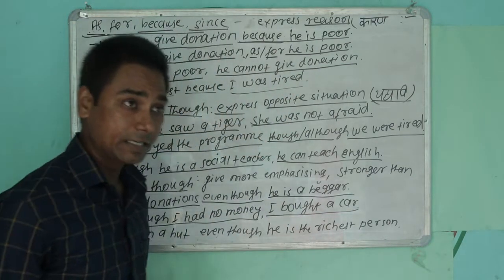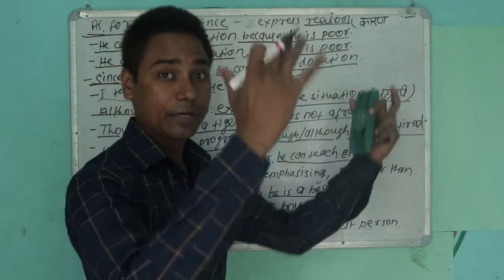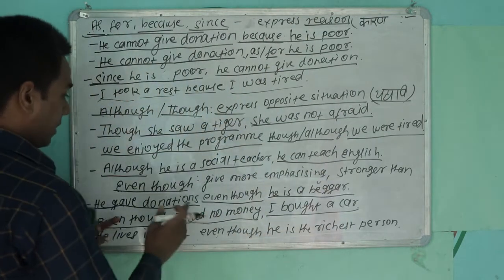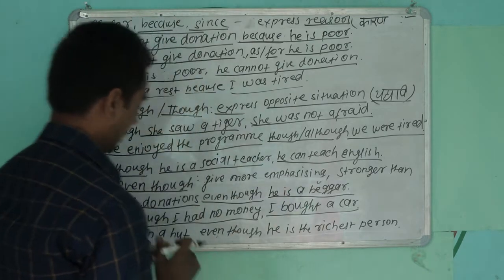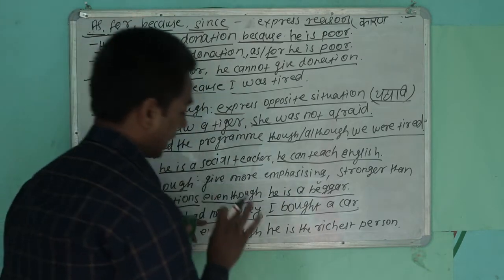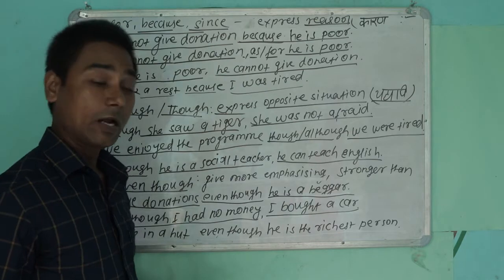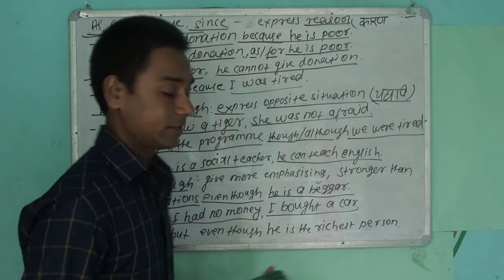I had no money, but I bought a car, a very expensive one. Here also, it means a contrasting situation, but it gives emphasis. Look, no money, but bought an expensive car.